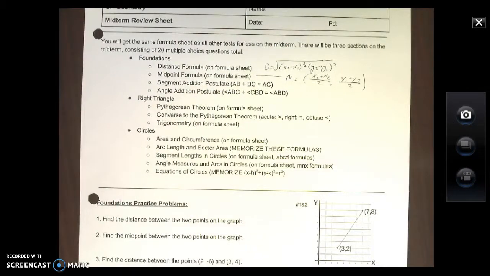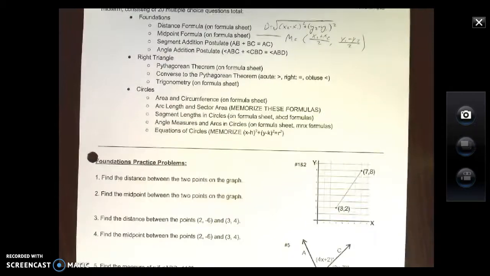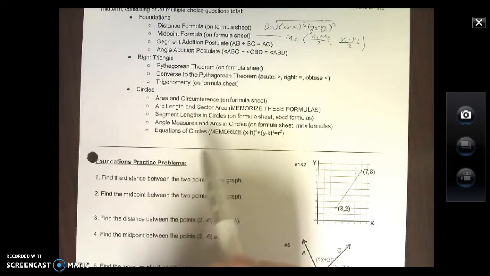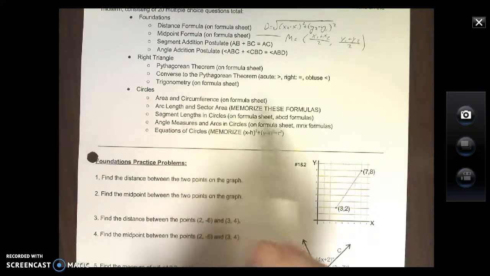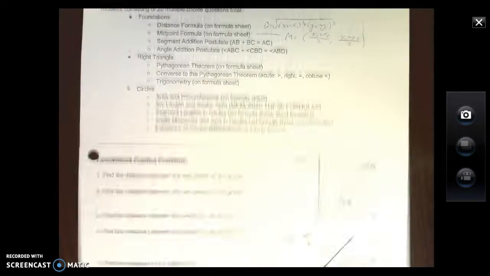Segment addition postulate and angle addition postulate, take a look at soon. Right triangle Pythagorean theorem, again on the formula sheet. The converse of the Pythagorean theorem: if a squared plus b squared is larger than c squared, it's acute, equals is right, and less than is obtuse. And trig is SOHCAHTOA. As far as circles go, the only thing we're really going to ask you guys to do a little bit of is arc length and sector area, which we'll talk about momentarily. Okay? So here we go.